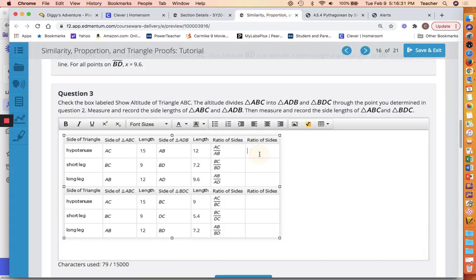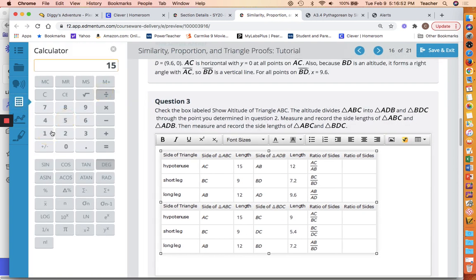All right, so it looks like here's where I'm going to divide these to get what my scale factor is. The ratios are going to be proportional, so they're all going to be the same. All right, so I'm going to take my AC, which is 15. I'm going to divide by AB, which is 12. 15 divided by 12 is 1.25. All right, 9 divided by 7.2 is 1.25. Told you they're all going to be the same. 12 divided by 9.6 is 1.25.